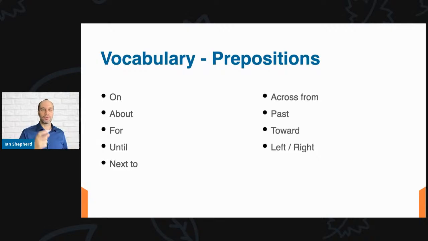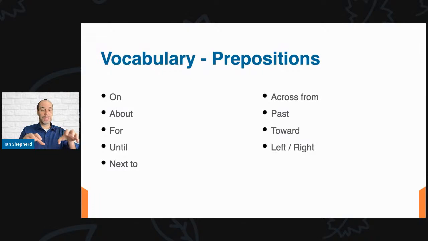For, we usually say when we're giving directions about how long, right? So, you know, walk for 2 miles, walk for 1 kilometer. So for is often used before the distance. Until. So often there is a place that everybody knows, or a street that everybody knows. So you can say, go until you see the church, or go until you see the school, and the place you want is after that or before that.